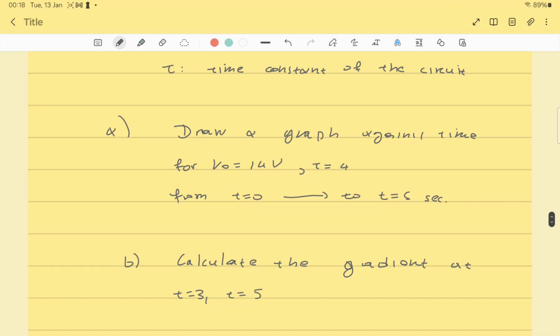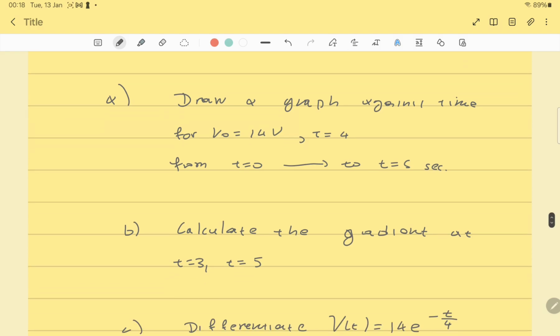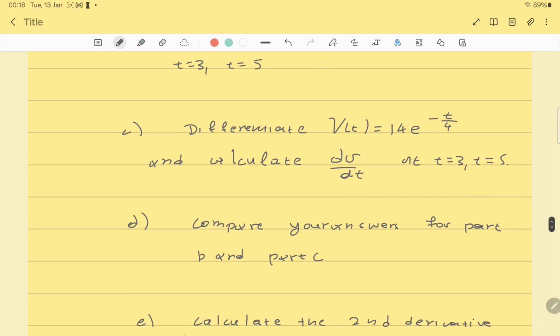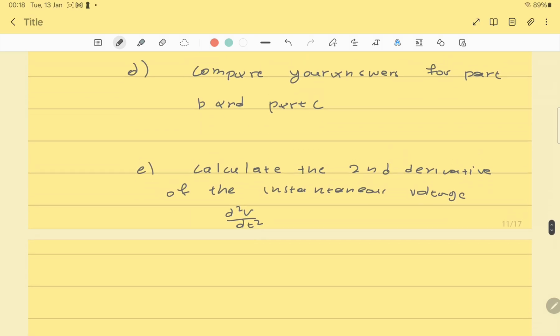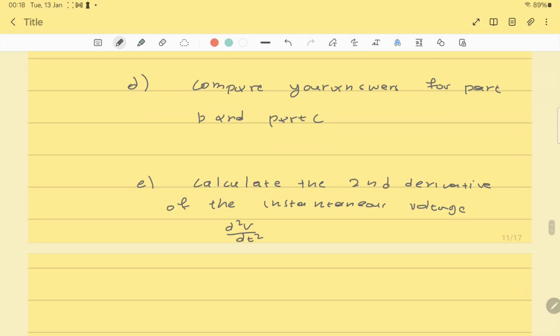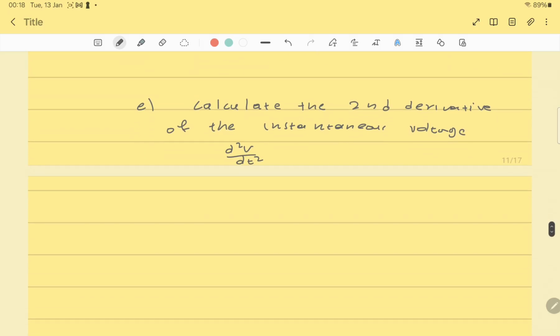First, we want to draw a graph against time for v0 equals 14 volts and tau equals 4 from t equals 0 to 5 seconds. Question B, calculate the gradient at t equals 3 and t equals 5. Question C, differentiate this function, calculate the first derivative, evaluate at t equals 3 and t equals 5. D, compare the answers for part B and part C, and E, calculate the second derivative of the function.